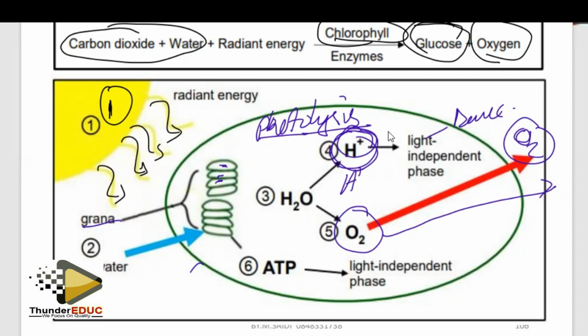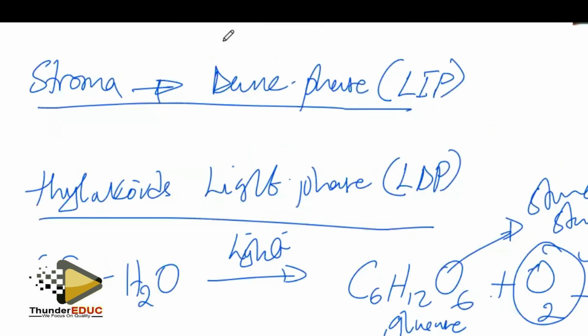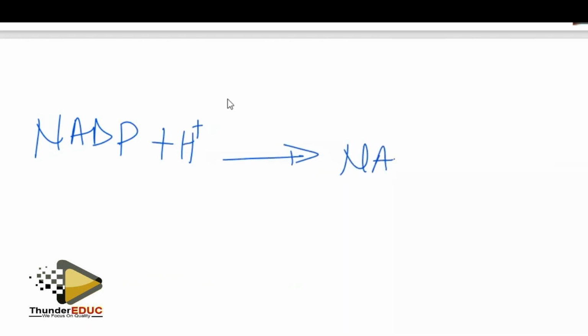It goes there by the use of NADP. So what happens is NADP, nicotinamide adenine dinucleotide phosphate, plus the hydrogen ion which is formed, then forms what you call NADPH. So basically you have the NADP plus the hydrogen ion which is formed, and then you form NADPH.